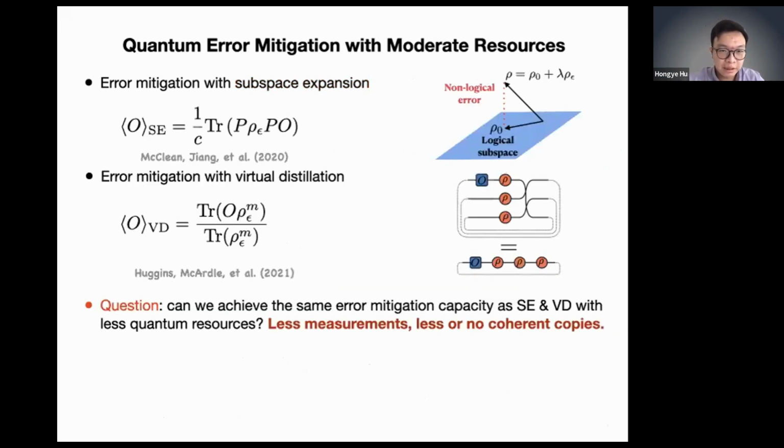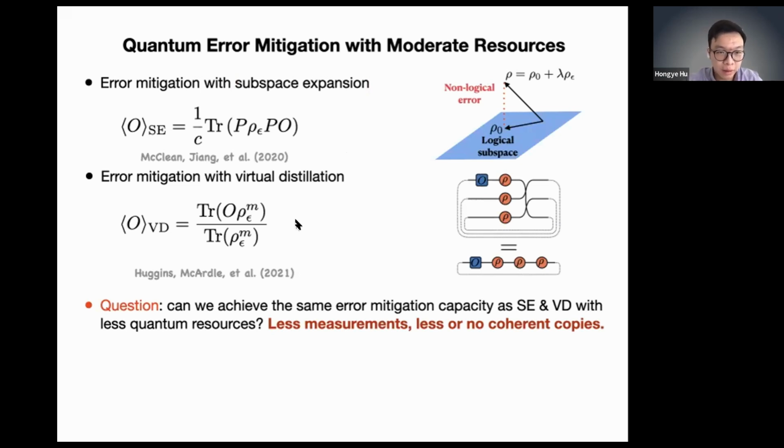As we see, the subspace expansion and virtual distillation are great error mitigation methods, which do not make strong assumptions on the noise model. But inevitably, they require many quantum resources. For example, in the subspace expansion, we need many measurements, and in the virtual distillation, we need coherent copies.